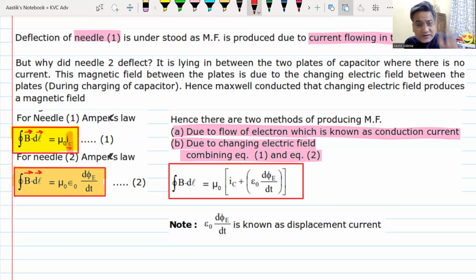Yes. The first current is the conduction current, normal current. The second one is also just like current, but we cannot call it conduction current. So we have generated a new name for this, and this term is known as the displacement current.